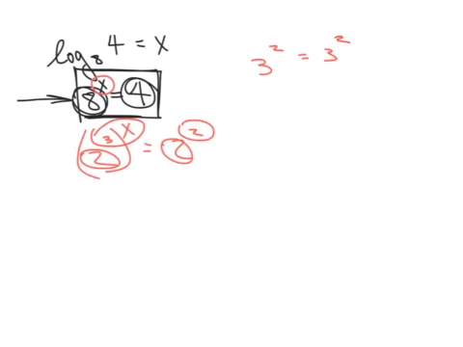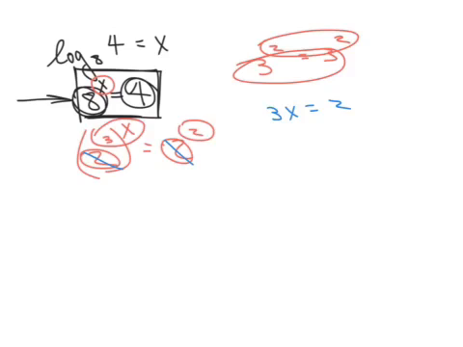So if these two bases are the same, that means the exponents are the same. So really, at this point, I can get rid of my bases. I don't really care what they are, and I can say that whatever that exponent is, it's going to equal 2. So what is this x then? Divide both sides by 3: 2/3. So my x is 2/3.